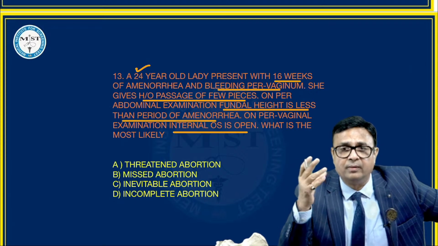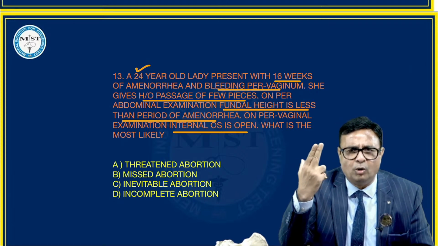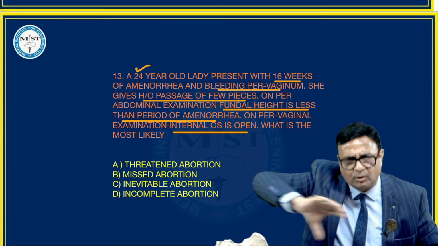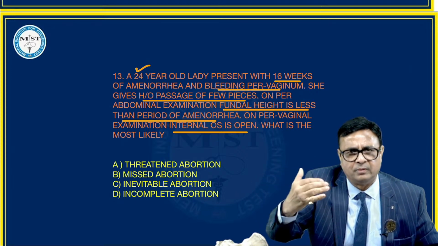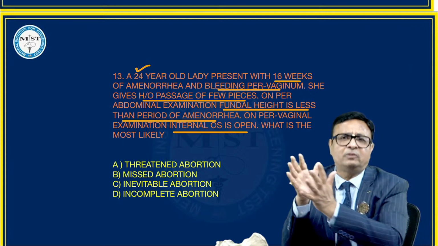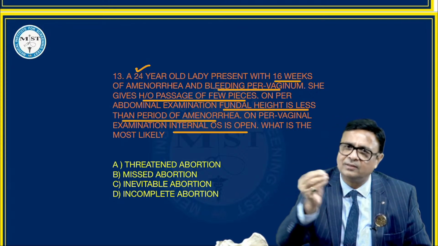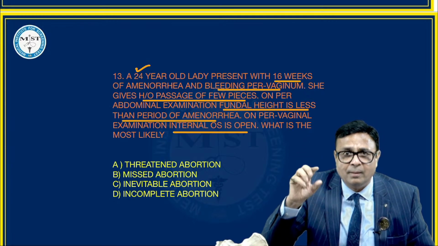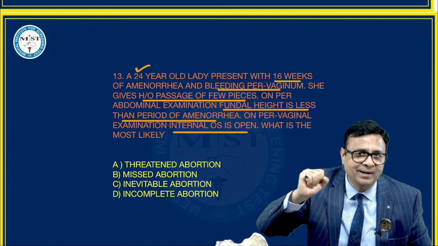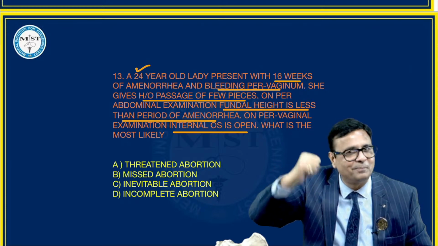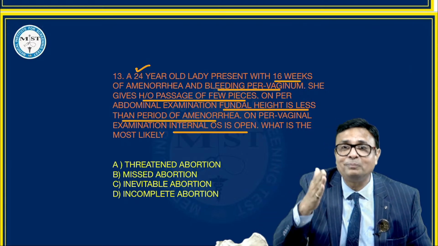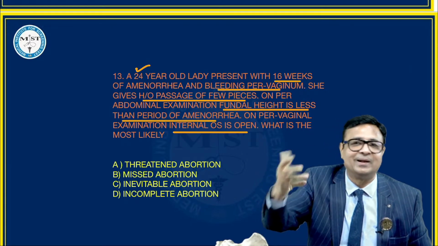Very good, wonderful. Let me explain you quickly. In 2 minutes, you will understand the concept of abortion. If she has passed pieces and still some pieces are retained inside, this is called incomplete abortion. Because she has passed pieces, this is why fundal height is less than period of amenorrhea. And of course, because she has passed pieces, internal os is open.